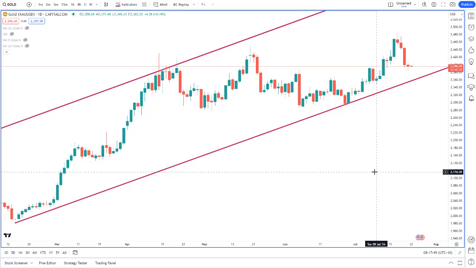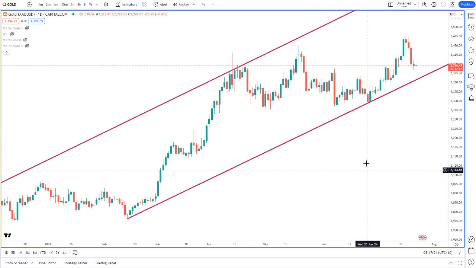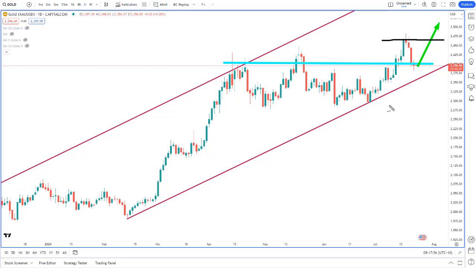Let me open up the chart a bit more and zoom right in. Now we can see that. If we firstly hold this level here, and then we start making our way back up through here and break above the previous highs, we are then likely to see another really big move to the upside coming out of gold.